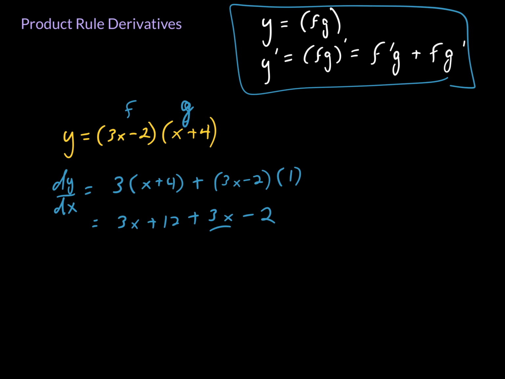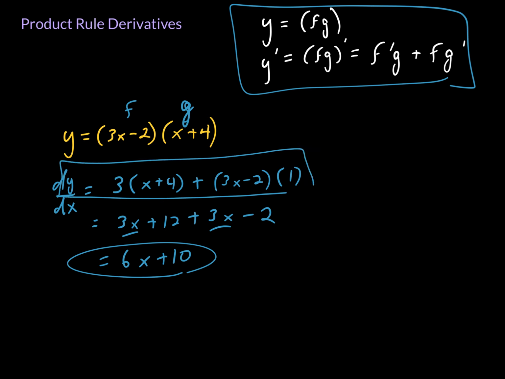This is a simple combination. Let's add up our like terms. We have a 6x plus 10. Now, I just want to tell you right now, most of you will be able to figure that out, but Delta Math just wants you to practice the product rule. They don't care if you leave it in that format.